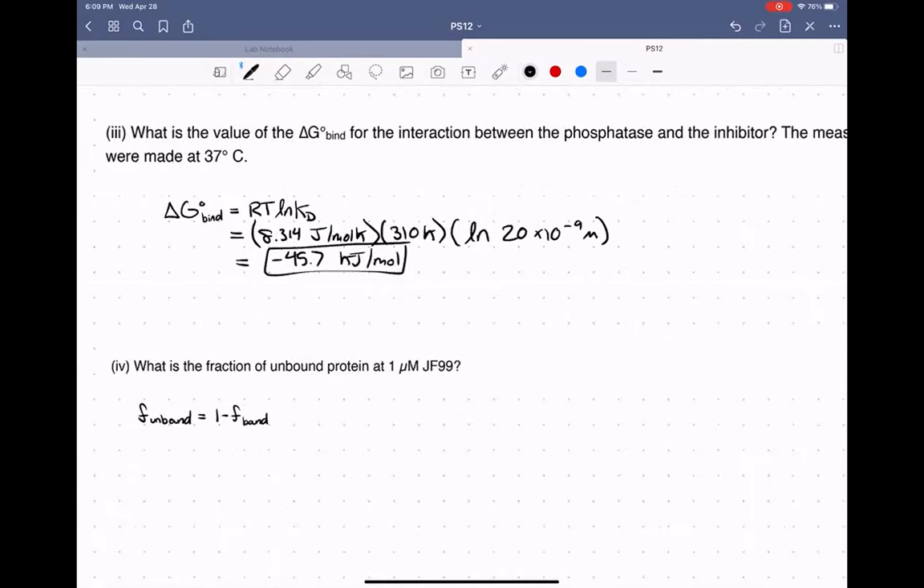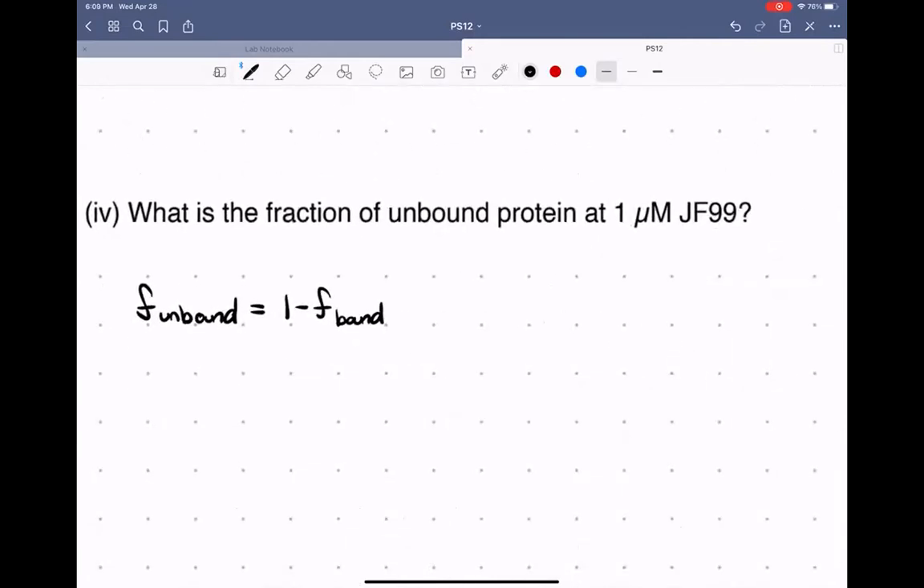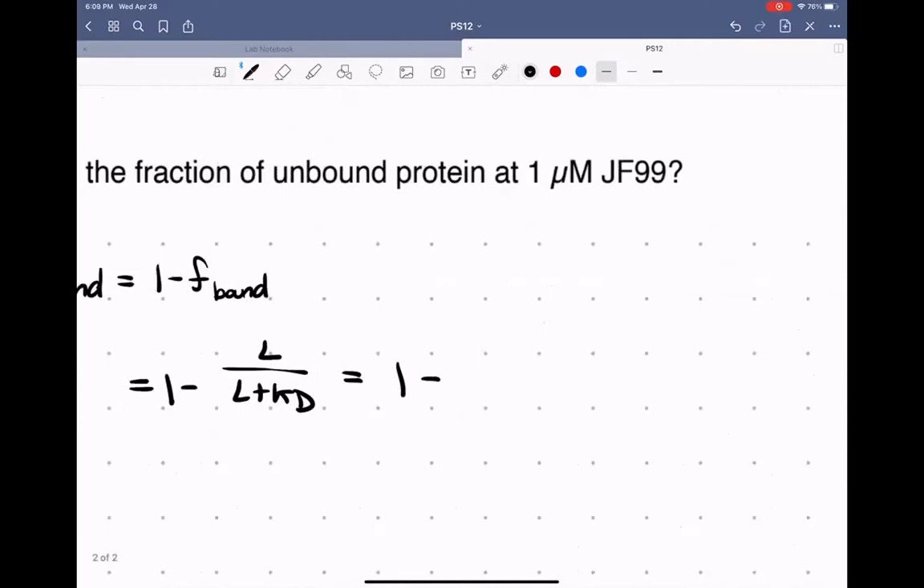And finally, the next question is asking, what is the fraction of unbound protein? So F unbound is just equal to 1 minus F bound. So it's going to be equal to 1 minus L over L plus KD. And then if we just plug in these values, we could find the answer.